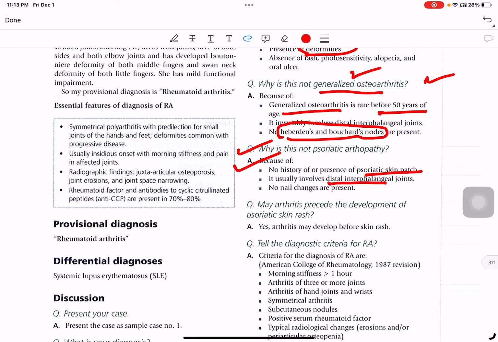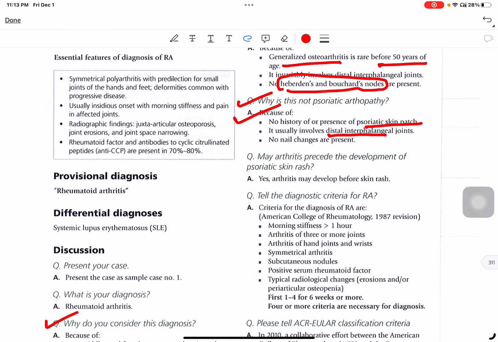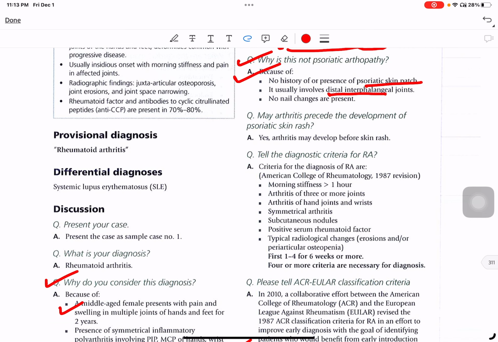There may be a question: may arthritis precede the development of psoriatic skin rash? Yes, arthritis may develop before skin rash. What are the diagnostic criteria of rheumatoid arthritis? So we have to tell the diagnostic criteria of the American College of Rheumatology 2010.